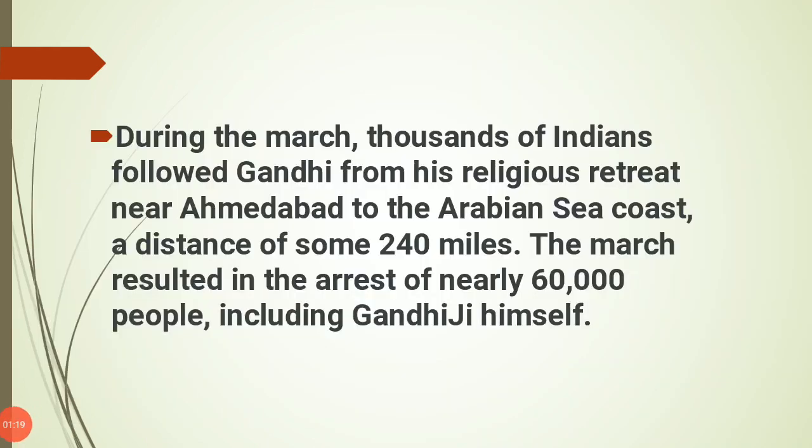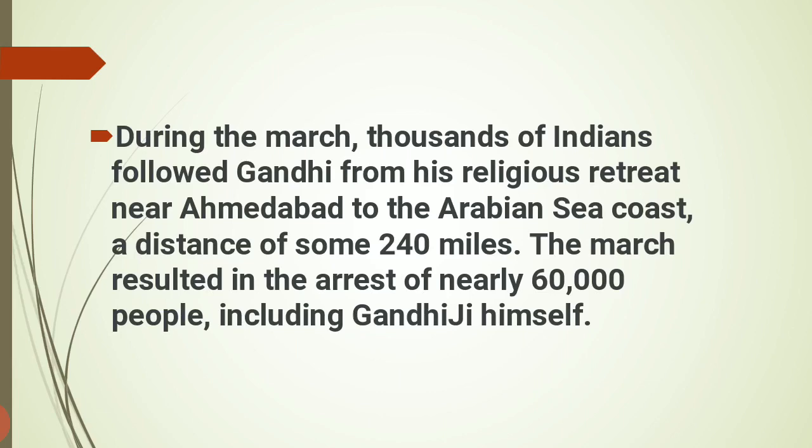During the march, thousands of Indians followed Gandhi from his religious retreat near Ahmedabad to the Arabian Sea coast, a distance of about 240 miles, that is around 320 kilometers. The march resulted in the arrest of nearly 60,000 people, including Gandhiji himself.